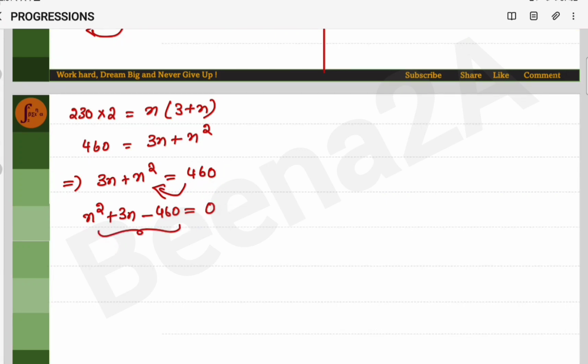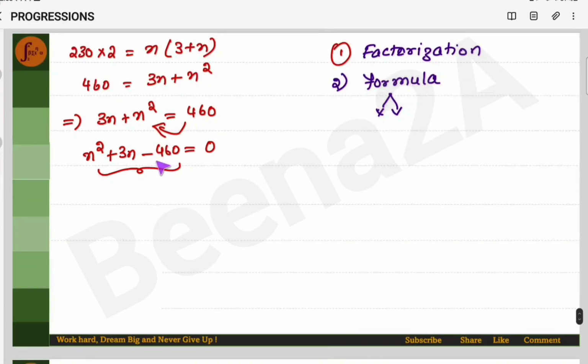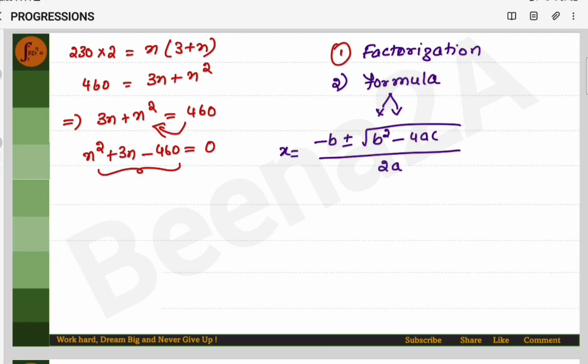Now I'll have to factorize this. Now there are two methods to factorize, right? One is factorization. Second is formula. I will use the formula method. I'll not go with factorization because 460 is a big number. I'll go with the formula method. The formula is x equals minus b plus or minus root of b square minus 4ac, divided by 2a. This is what gives the value of x. In this case, instead of x, we have n. We need to find the values of n now.